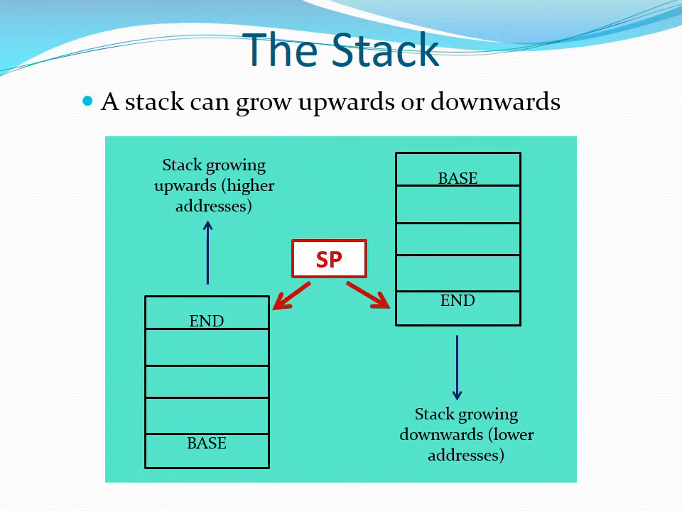Depending on the microprocessor, a stack can grow upwards or grow downwards. For a stack that grows upwards, new items added to the stack are stored in higher addresses. This means that as items are added to the stack, the stack pointer increments. For a stack that grows downwards, new items added to the stack are stored in lower addresses. This means that as items are added to the stack, the stack pointer decrements.